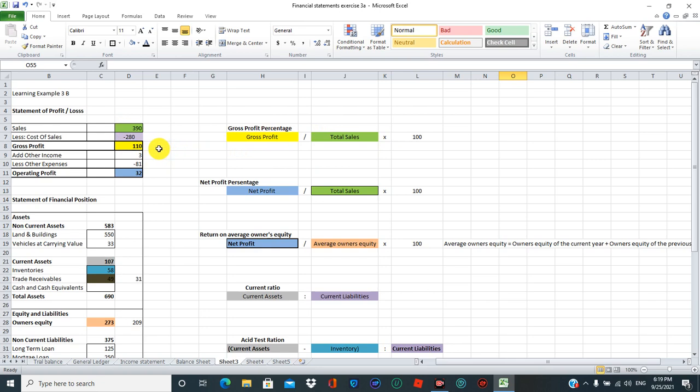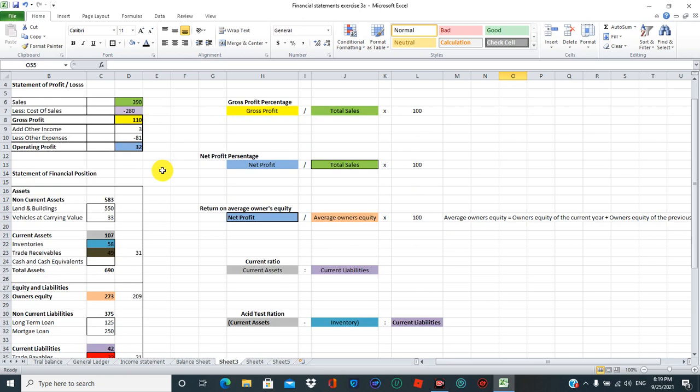And then we've got your net profit percentage. Your net profit percentage is your net profit, which is the blue one, divided by your total sales, which is the green one, multiplied by 100. So net profit 32 divided by 390 multiplied by 100.